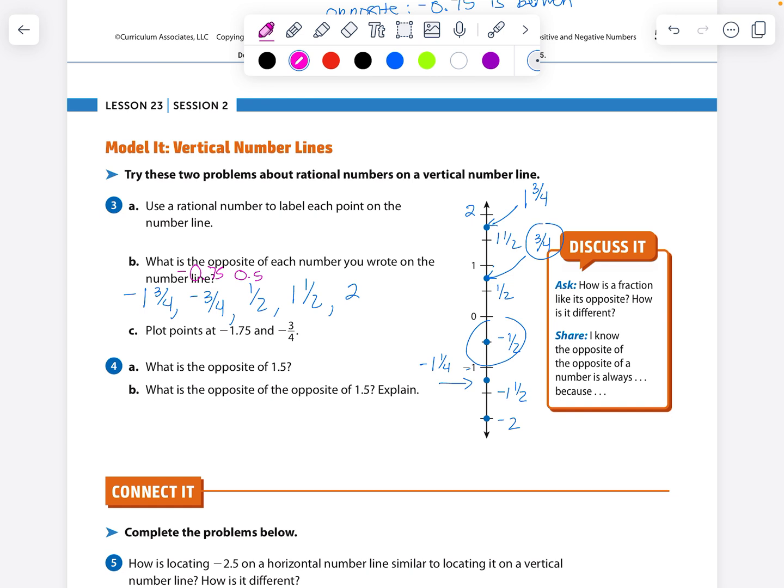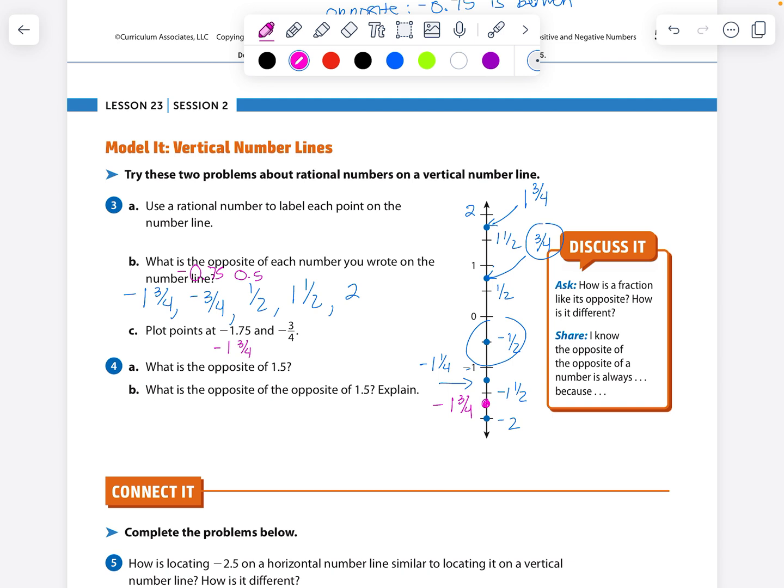Plot points at -1 3/4. And then again, remembering that +1 3/4 is between 1.5 and 2. So -1 3/4 would be between -1.5 and -2. I hope I did not confuse you. Sorry about that. So we're going to put it here to be -1 3/4, or -1.75.